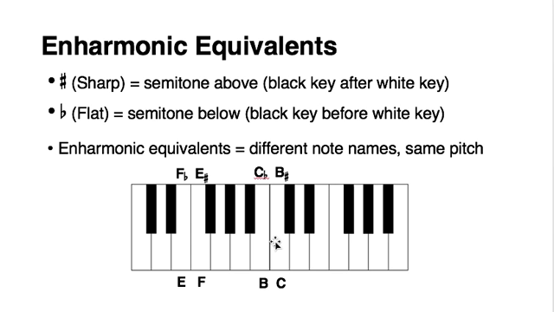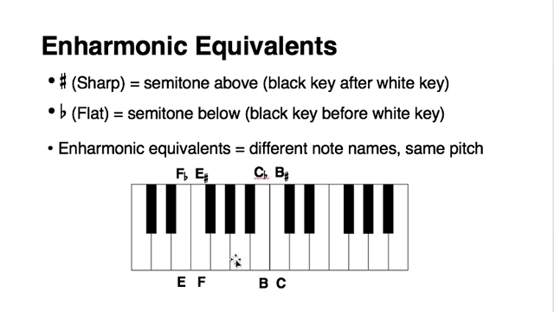So E sharp is enharmonic with F. C flat is enharmonic with B. F flat is enharmonic with E, and B sharp lands on the key that is enharmonic with C. There are no black keys for these accidentals, so they're played on regular white keys.